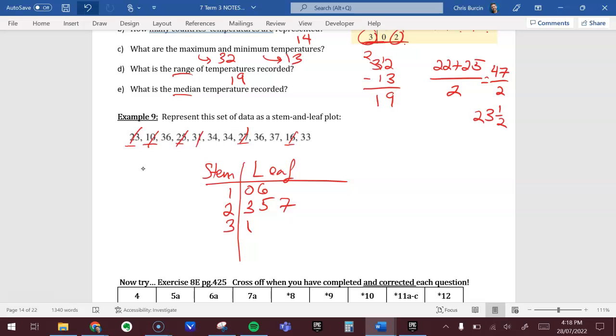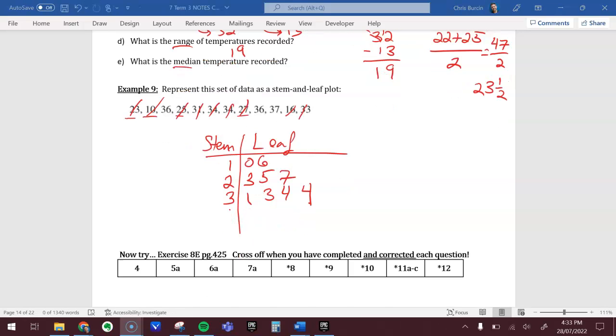I'm lining these all up vertically. 33. There's two 34s, so I put two 4s in there. Remember, stem, leaf, 34. Looks like we've got two 36s, so we'll put two 6s in there. And a 7 for 37. And there is our completed stem and leaf.